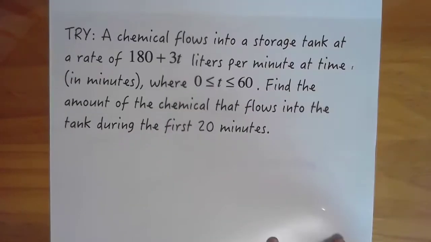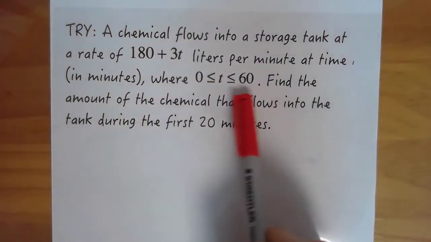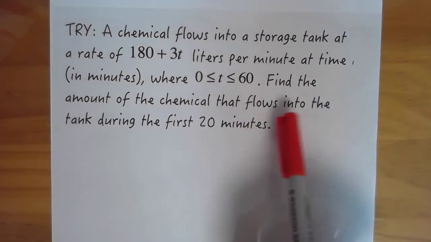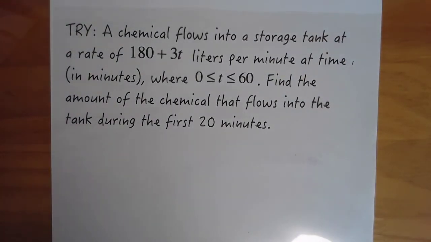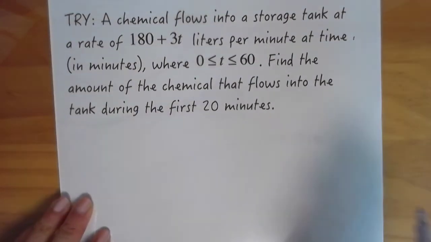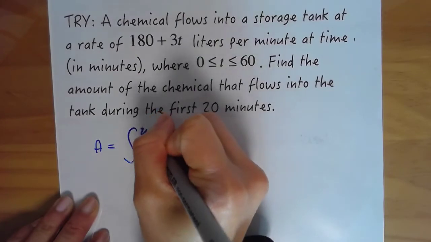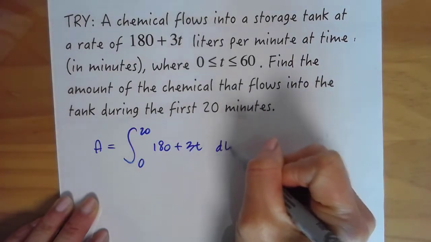A chemical flows into a storage tank at a rate of 180 plus 3t liters per minute at time t, in minutes, where 0 to 60 is the time, that's 0 to 60 minutes, right? Find the amount of chemical that flows into the tank during the first 20 minutes. So just 20 minutes, okay? I guess a lot of you are thinking, oh, I know how to find that, right? It's just an integral, really. It is. So the amount is equal to the integral from 0 to 20 minutes, and your function is given here, 180 plus 3t, dt. That's it.